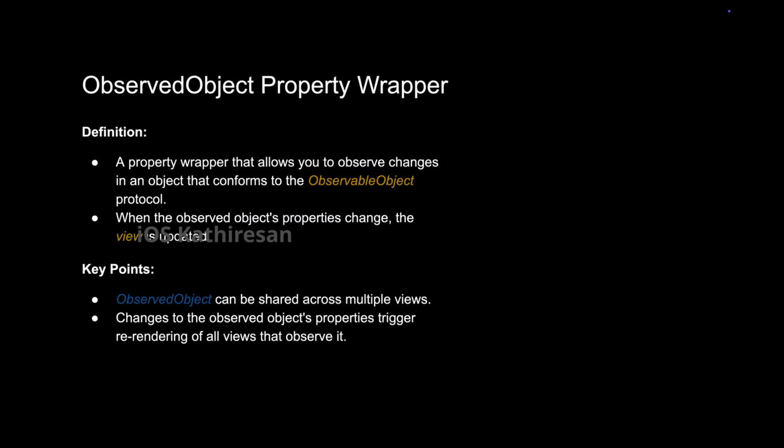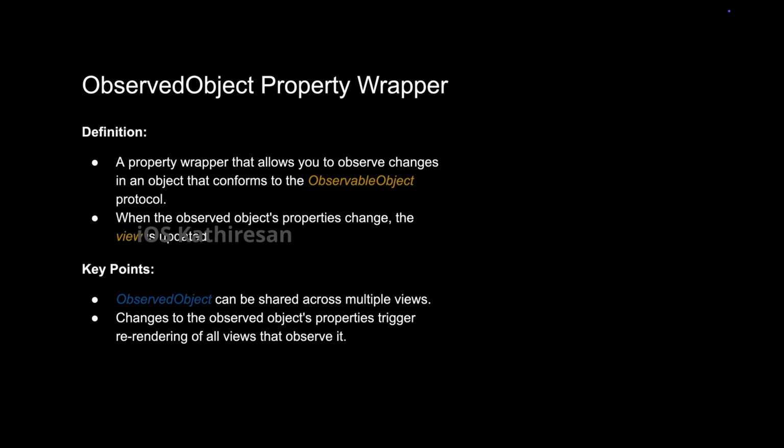Okay, and then the ObservedObject property wrapper, this is also called a property wrapper. This property wrapper allows us to observe the changes in an object that conforms to the ObservableObject protocol, which means in State we don't need any protocols, but here we need to conform to ObservableObject, and when the observable object changes, that also updates the SwiftUI view.